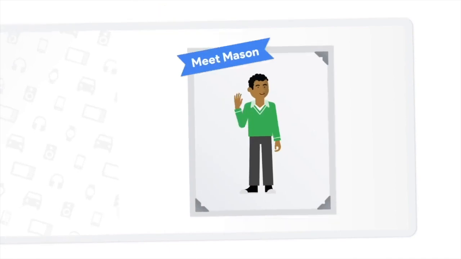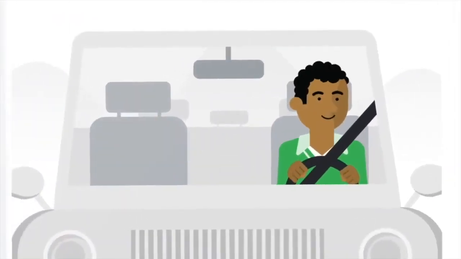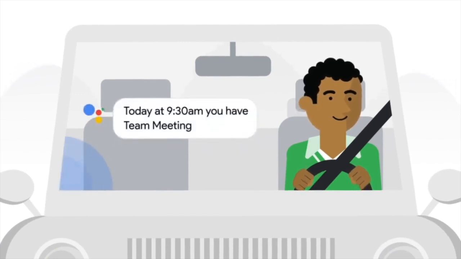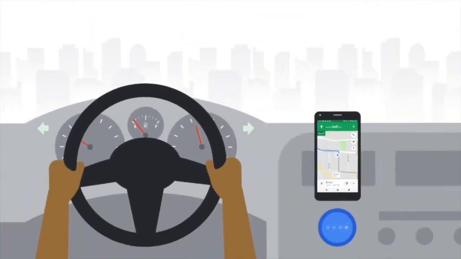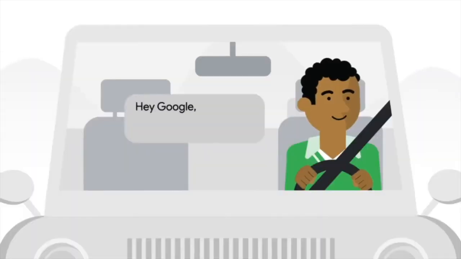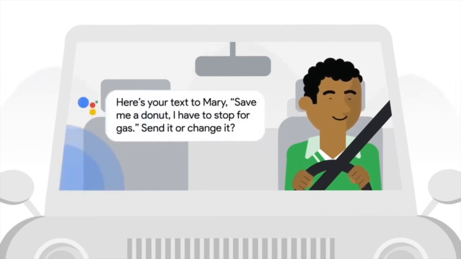Mason here has a long commute and spends lots of time in the car. The Google Assistant helps him stay connected and get things done hands-free. Hey Google, what's on my agenda today? Today, at 9:30 a.m., you have team meeting. Hey Google, navigate to the closest gas station. Fuel station, alright. You should reach your destination by 9:05 a.m. Hey Google, text Mary, save me a donut. I have to stop for gas. Here's your text to Mary. Save me a donut. I have to stop for gas. Send it or change it. Send.